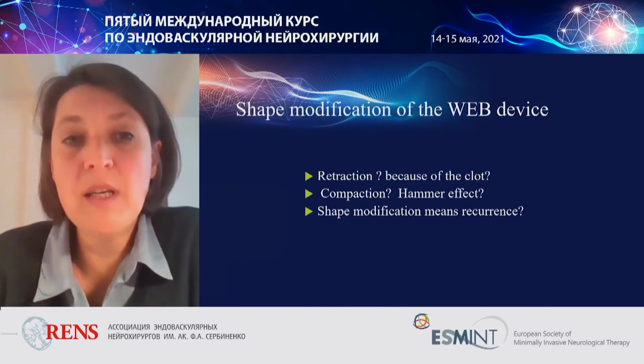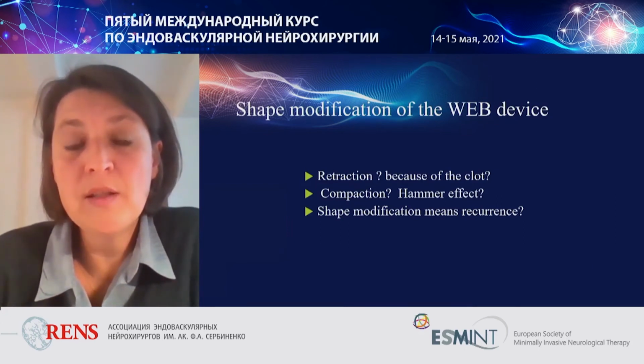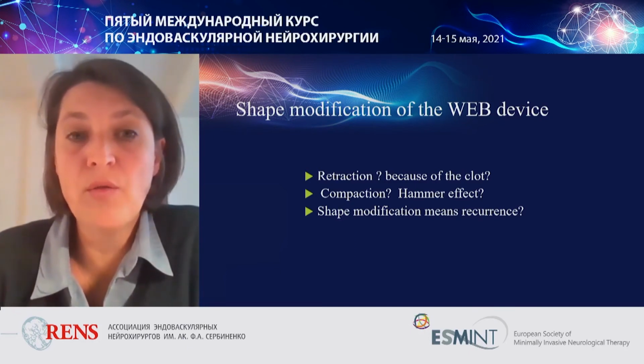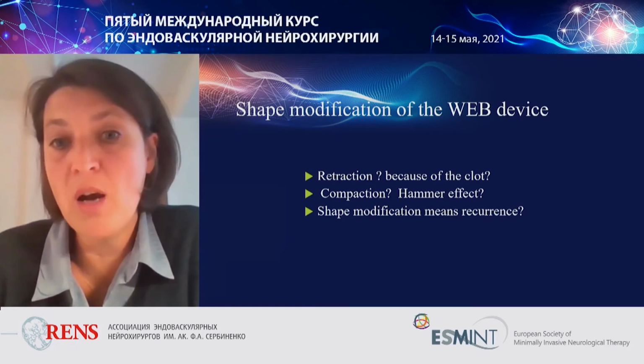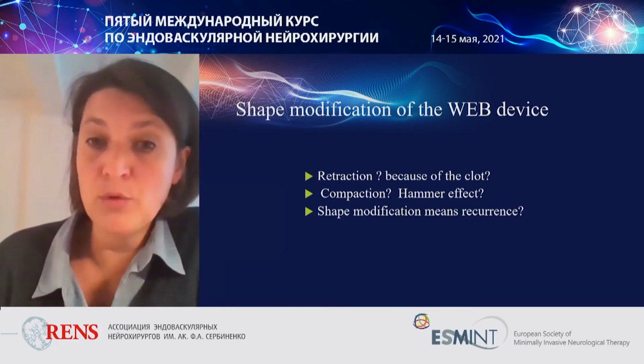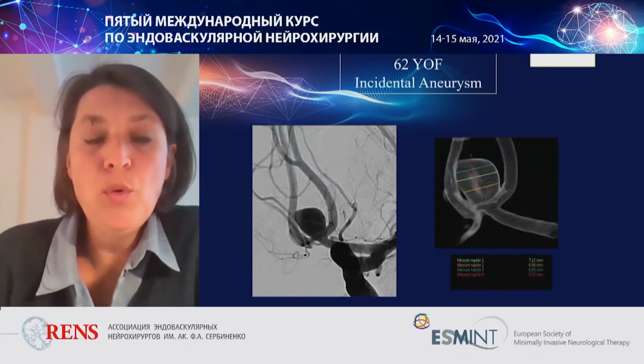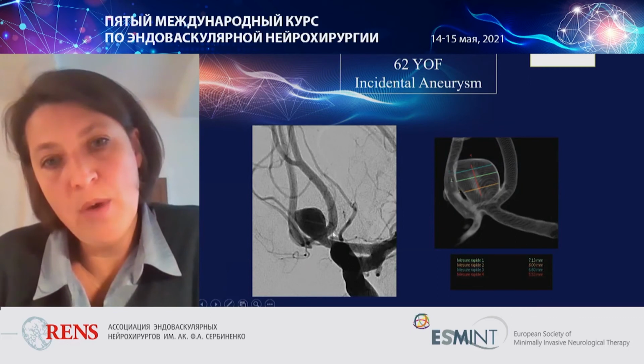About the shape modification, we faced a shape modification, but what does this mean? Does this mean a retraction because of the clot, compaction because of a hammer effect? And does this mean recurrence? We didn't know. A few words about that. This is an MCA aneurysm.